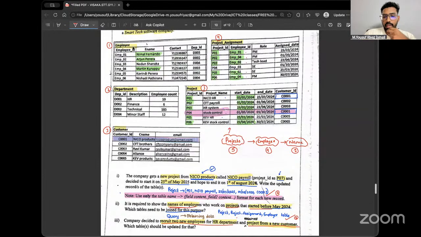Apart from the employee table getting updated, another table also has to get updated, which is the department table. Because if you hire 2 employees for the HR department, will the employee count here be the same, or will it increase or decrease? If I recruit, meaning hire, 2 new employees for the HR department, it's going to increase. So I have to update that as well.